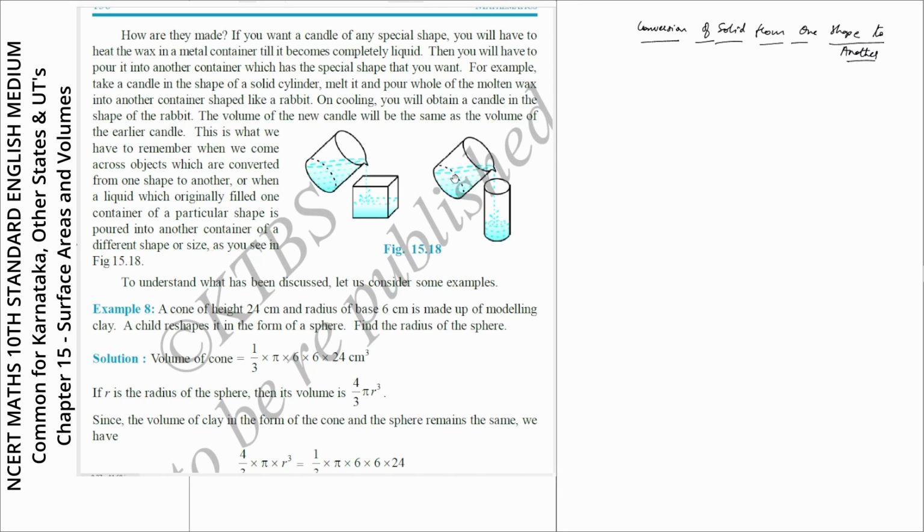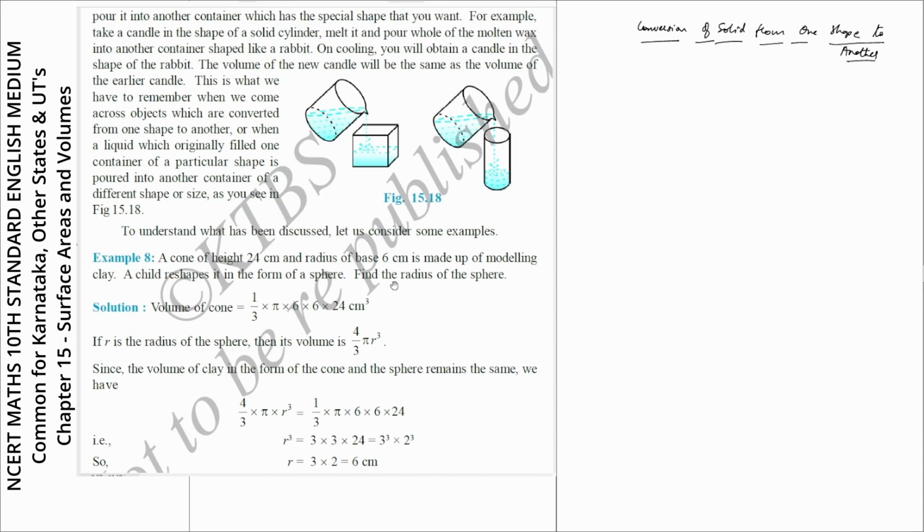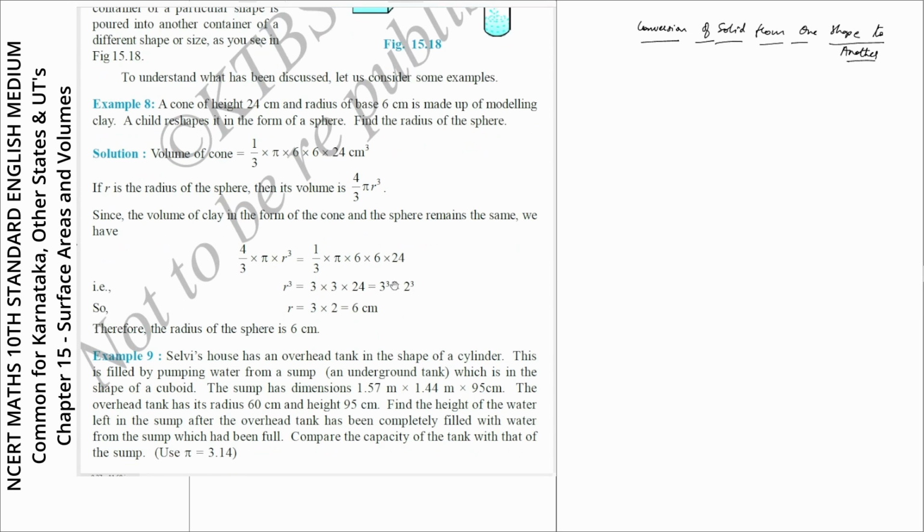Similarly here also there are two cylinders. When we pour water from the first cylinder to the second cylinder, and if the second cylinder gets completely filled, you can observe that the height and radius of the first cylinder and the height and radius of the second cylinder will be different. Now in example 8 you can see a cone of height 21 centimeter and radius of base 6 centimeter made up of modeling clay.